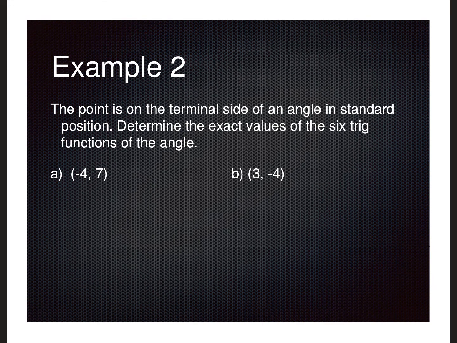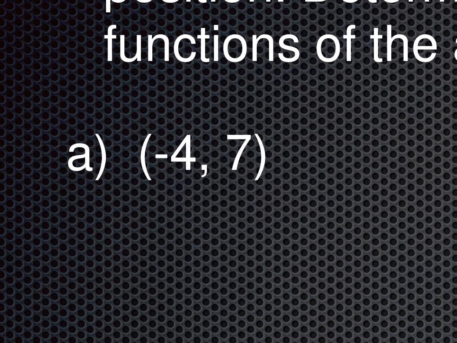Okay. The point on the terminal side of an angle in standard position determine the exact values of the 6 trig functions of the angle. How is this a teeny bit different? I don't have a picture. Do I really need one? No. All right, what is negative 4? My x value. What is 7? My y value. So over here, I'm going to write x equals negative 4, and y equals 7. I like to write it out like that, away from the ordered pair, so I don't make mistakes. So how do I find my r?